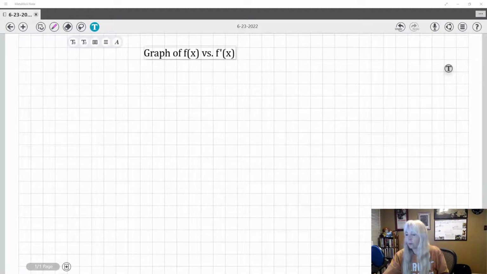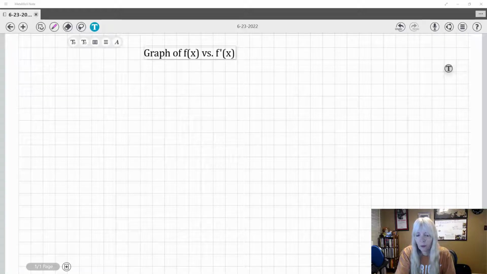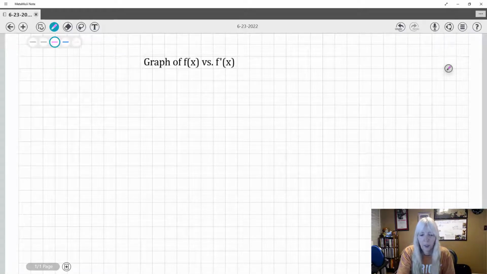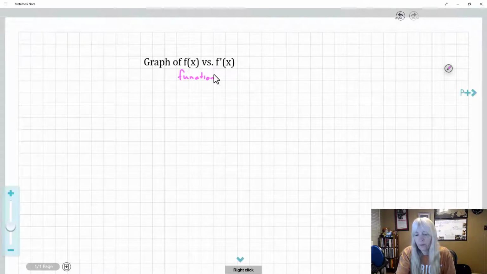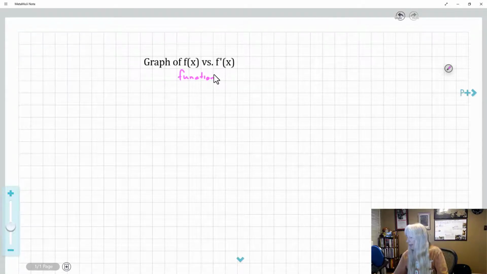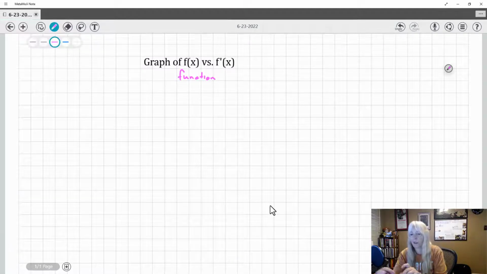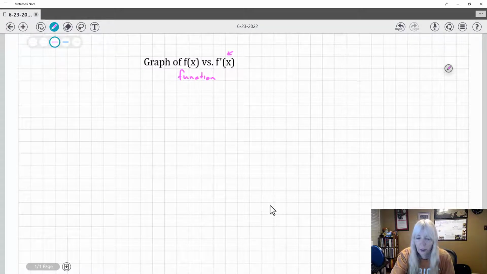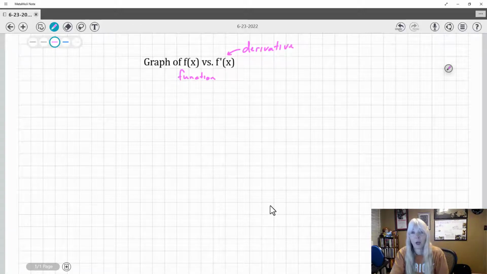Okay. I don't want to say some reason because I think it's not very intuitive. Students really struggle with the graph of a function versus the graph of the derivative, okay? So remember, the derivative is the graph of slopes.